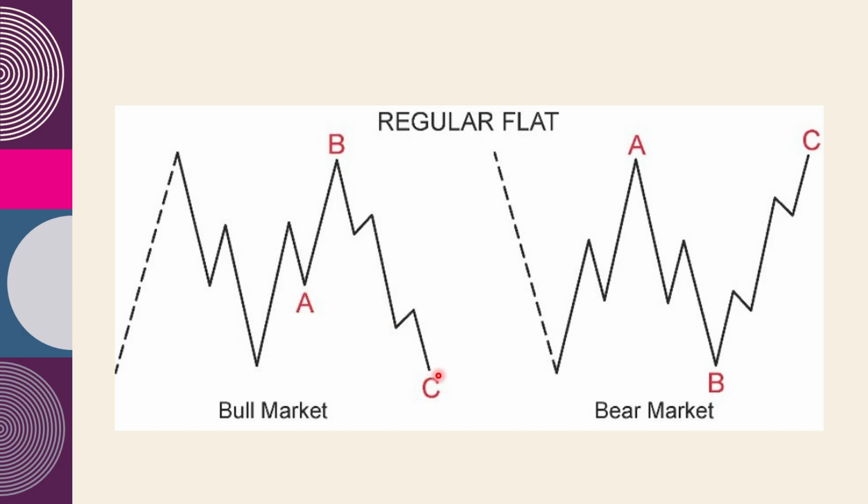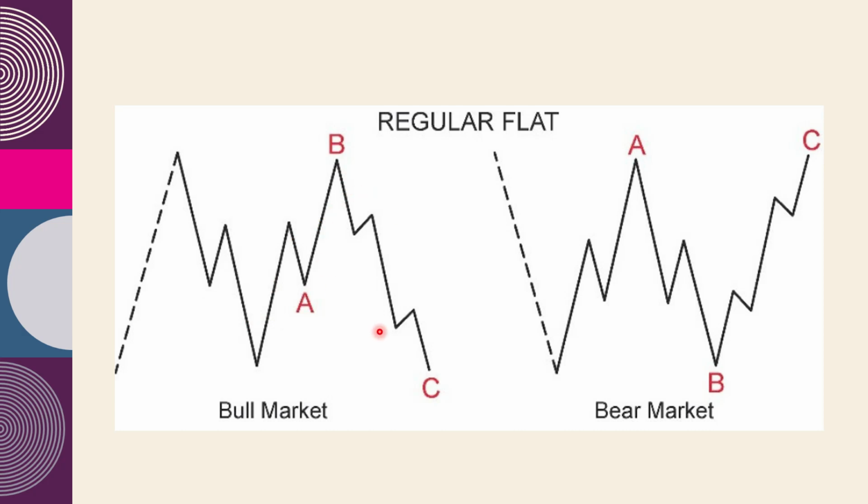Even wave B is also a corrective wave, and wave C is always a motive wave. Why do we call wave A and wave B corrective waves? Because each is a three-wave pattern. But wave C, why do we call it a motive wave? Because it's a five-wave pattern. These flats are also called a 3-3-5 structure because it comprises three waves, three waves, and five waves.